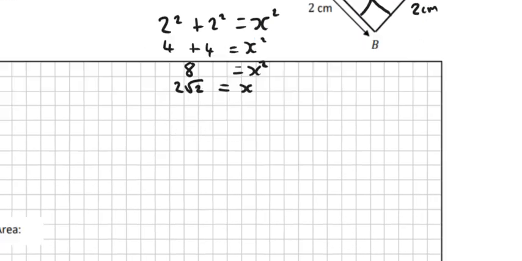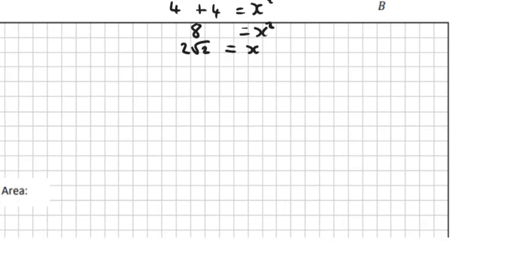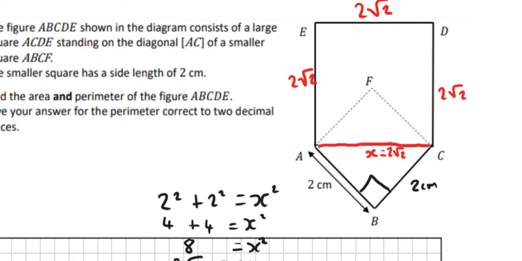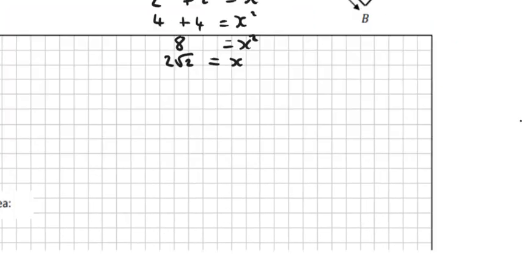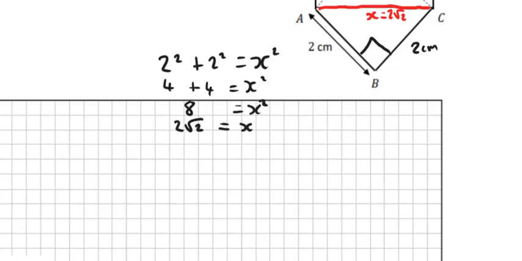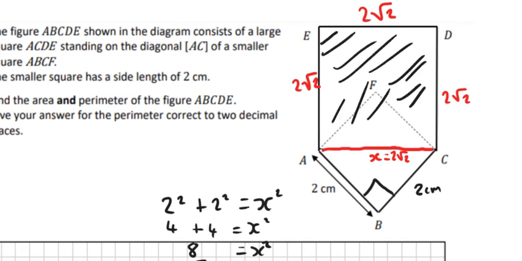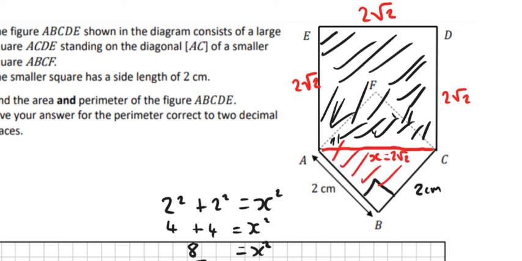So area anyway. If you think about the square ACDE, the big square there, the area of that would just be 2 root 2 multiplied by 2 root 2. So that's all of that accounted for. What we're missing then is the area of the top part, this section up here, the red part I'm shading in. So you want the area of that triangle.